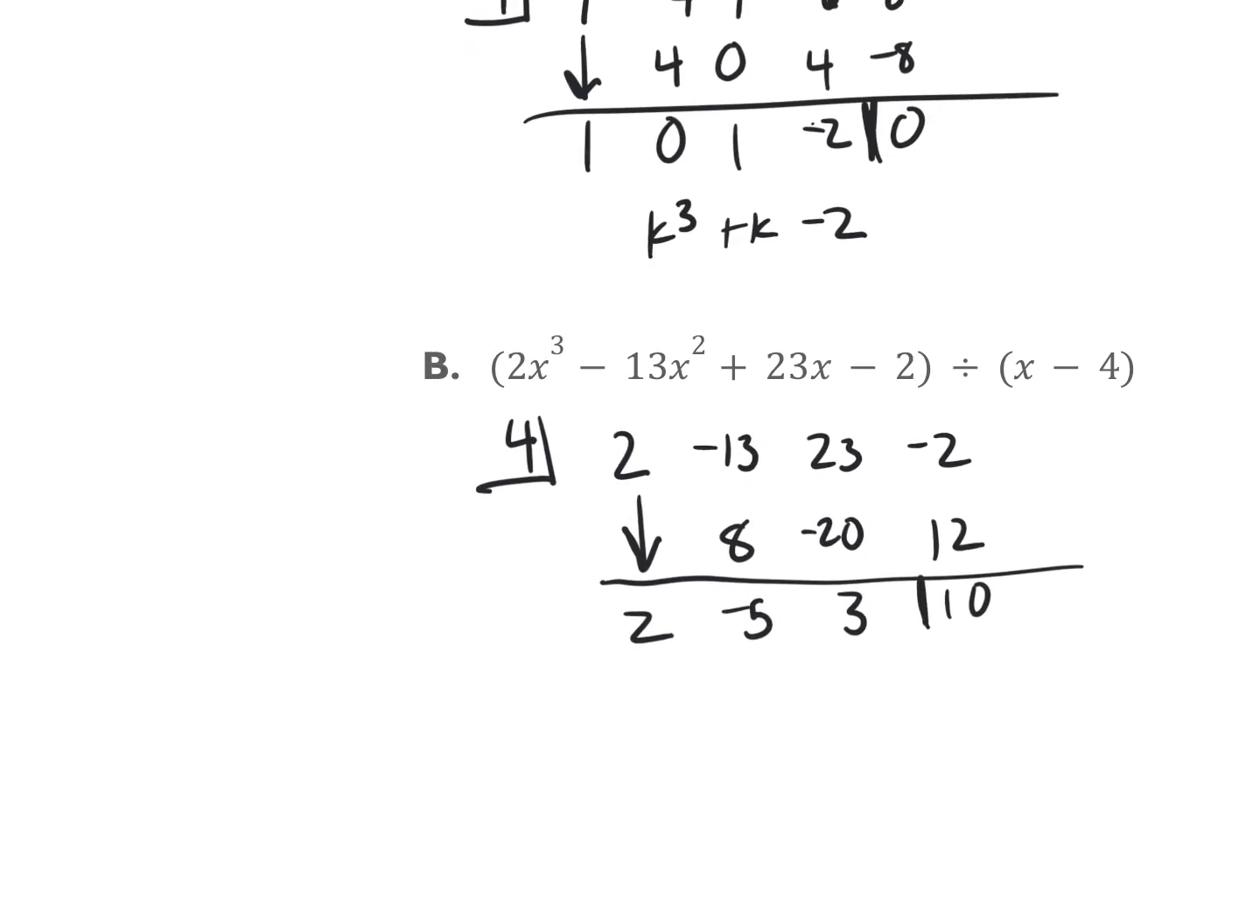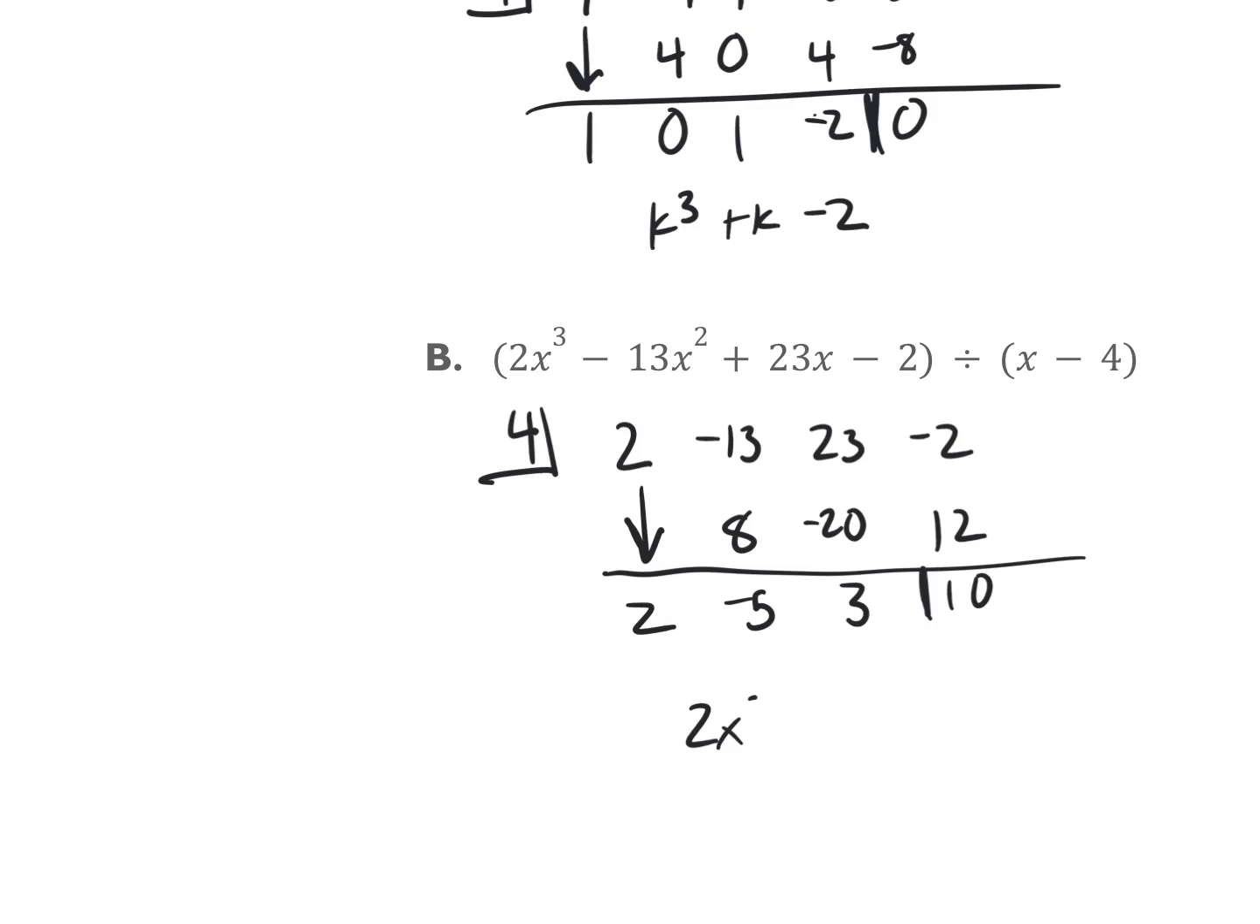So this time we do have a remainder. We're going to have 2x squared minus 5x plus 3 plus 10 over x minus 4. And that is our final answer.